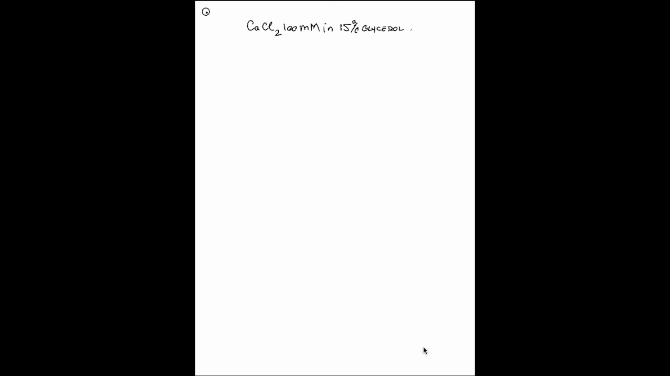So first of all, I'm thinking, how much glycerol does it need to be in my solution? Let's say that for a total volume of transformation buffer of 10 milliliters, how much glycerol do I need to add in this buffer? Well, I need to add 15% glycerol, so 15% times 10, it's 0.15 times 10, which is 1.5 milliliters of glycerol.